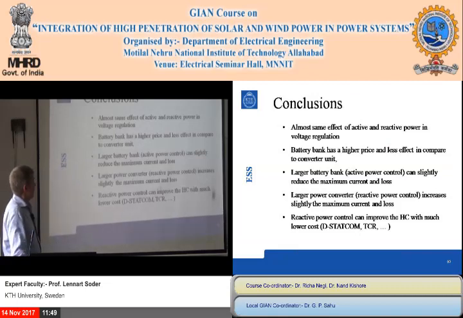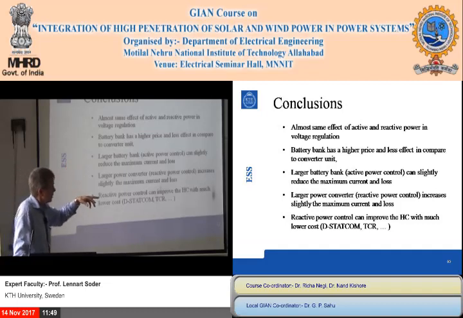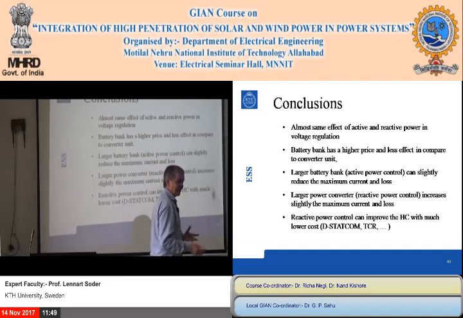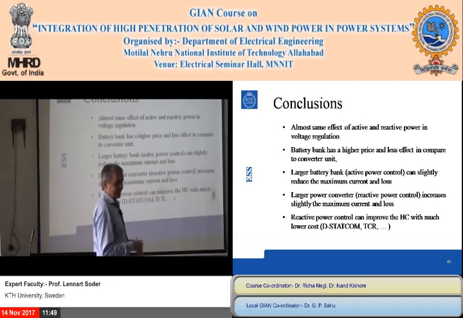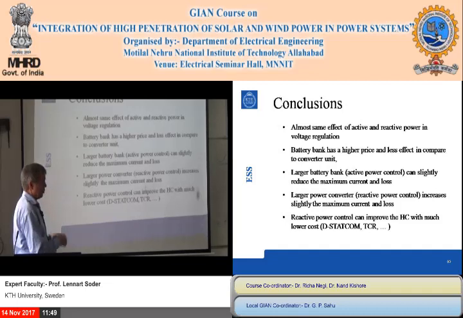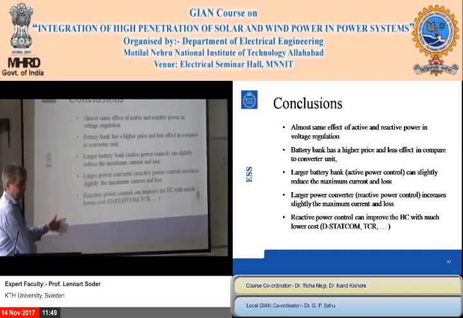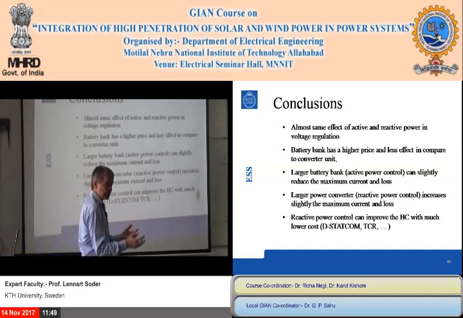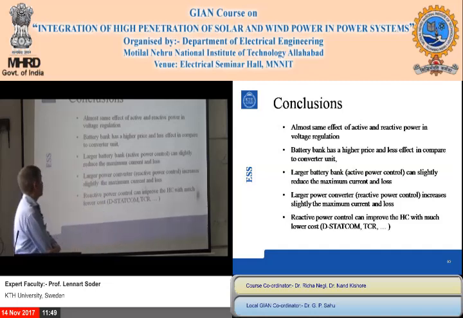So also the same effect of active and reactive power in voltage regulation, but a battery pack has a higher price. And when I say almost the same effect of active and reactive power in voltage regulation, then exactly this is this RX quota. So I'm coming back to this all the time. Where the grid, it's the RX quota that is important. And then the question is, for example, if you have bad transformers, a transformer which is not over dimensioned, then of course you get a significant X in the transformer, which is of course important.